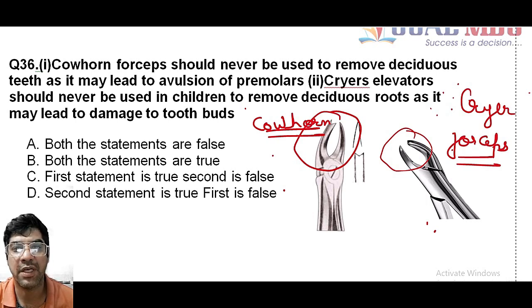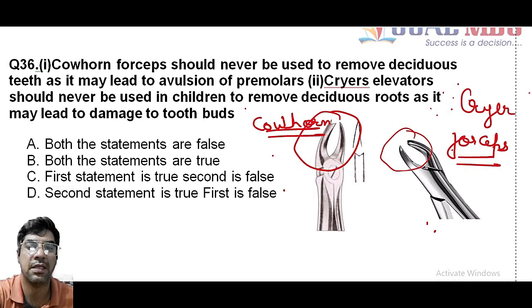In children, the tooth buds of the permanent teeth are still developing and are located in close proximity to the roots of deciduous teeth. So the use of cryer elevators in children to remove the deciduous roots carries the risk of damaging the tooth buds of the underlying permanent teeth, which can lead to the loss of the permanent teeth. So both the options are true.